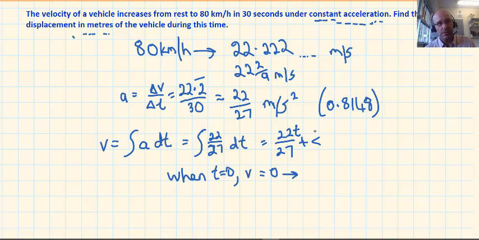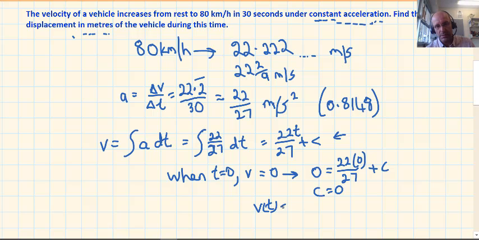But because it starts from rest, that means at time 0 velocity equals 0. So from the equation up here, the velocity equals 0 equals 22 times 0 over 27, because t is 0, subbing that into the equation, plus c. Well, c must also be 0. So the velocity function is just 22t over 27, no constant to actually add on there.